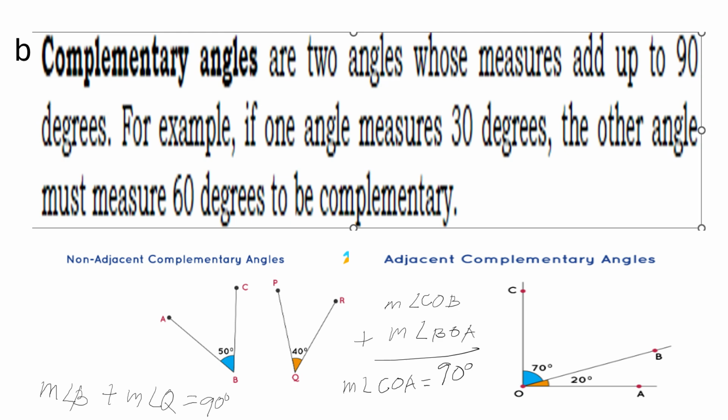So here, angle ABC measures 50, PQR measures 40, so you have 50 plus 40 is equal to 90 degrees, or the measure of angle B plus the measure of angle Q equals 90 degrees. In the second example, the measure of COB, which is 70, and the measure of BOA, which is 20, is equal to the measure of angle COA, or 90 degrees.